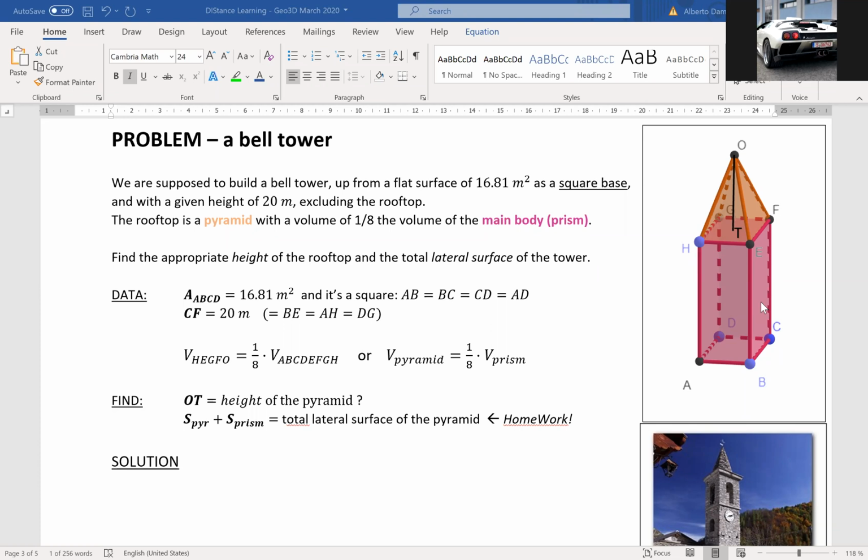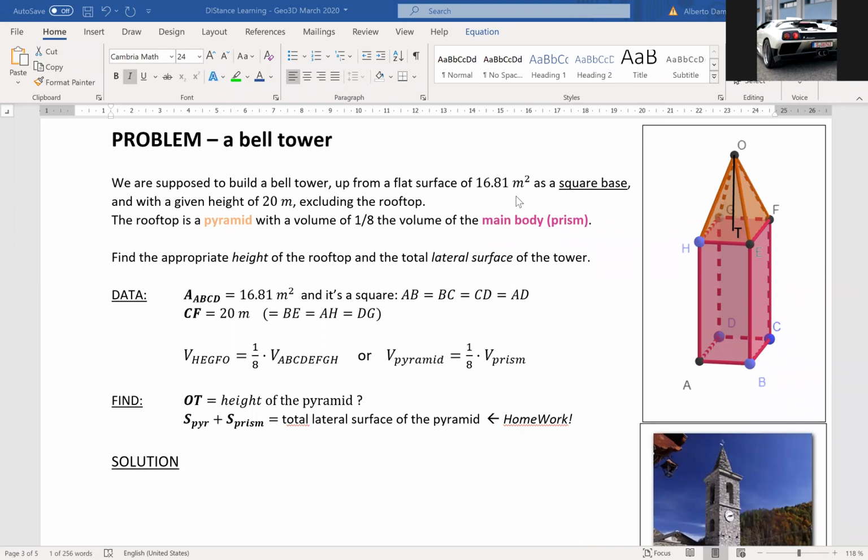It says we are supposed to build a bell tower up from a flat surface, which is a square. So the bell tower will be sitting on a square surface, and the square surface is 16.81 square meters wide. And then we are supposed to raise the building to a top of 20 meters, excluding the rooftop. So basically, my prism will have a height of 20 meters. And then we will build a pyramid on top of this.